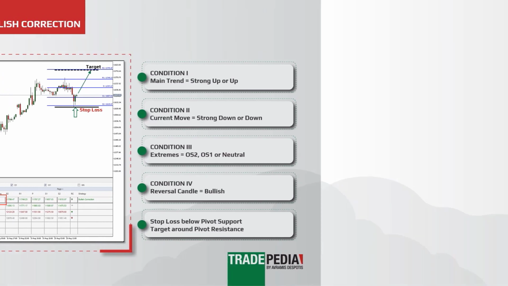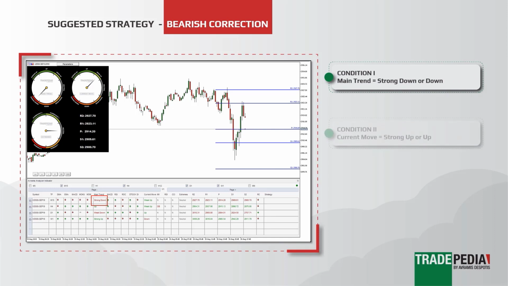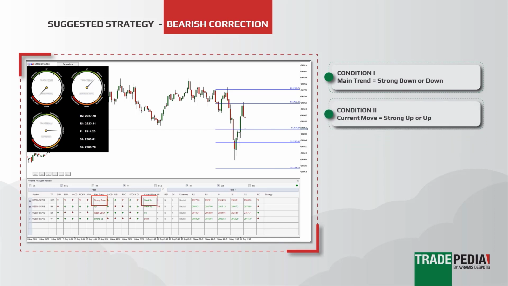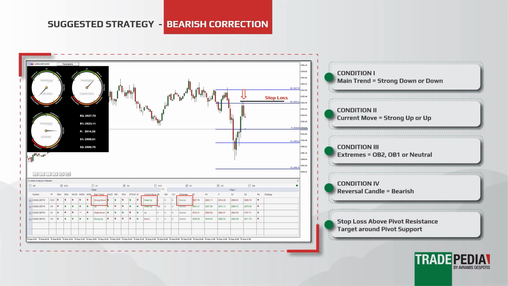The opposite would be the bearish correction strategy. A bearish correction signal is given when the following conditions are met. Condition 1: the main trend should be strong down or down. Condition 2: the current move should be strong up or up. Condition 3: the market extreme should be overbought level 2, overbought level 1, or neutral. Condition 4: we must have a big bearish candle with entry level below this big bearish reversal candle. The stop loss should be placed above the pivot resistance level or the highest level reached, and the target should be set around the pivot support area.